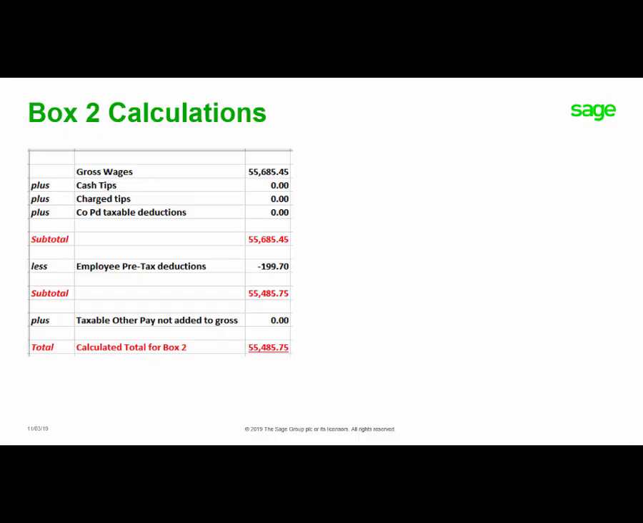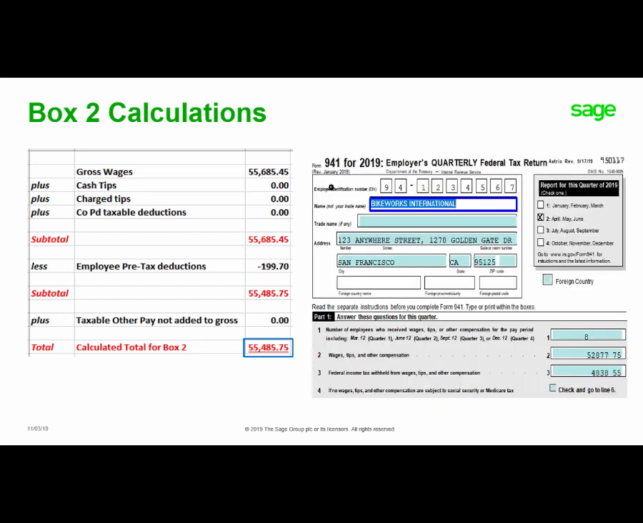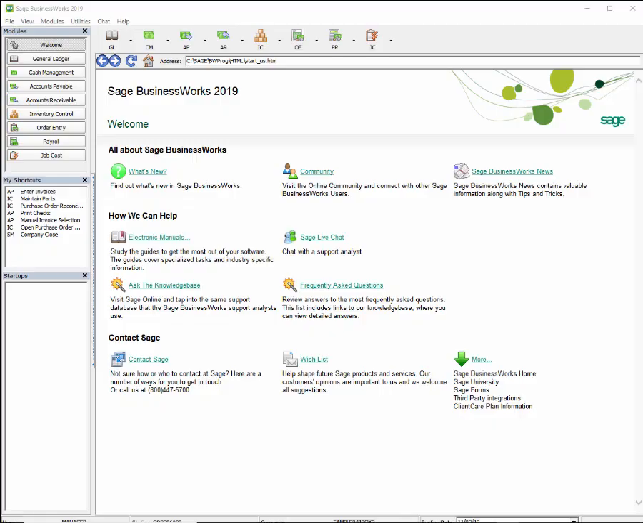When we look at the calculated total, it shows $55,485.75. But the box 2 on our form 941 is much lower at $52,877.75. So why the discrepancy? Let's start doing some troubleshooting. We created 2 exports to help us troubleshoot our discrepancies. I like to first check for ag employees. It's a very common mistake that can be easily fixed.